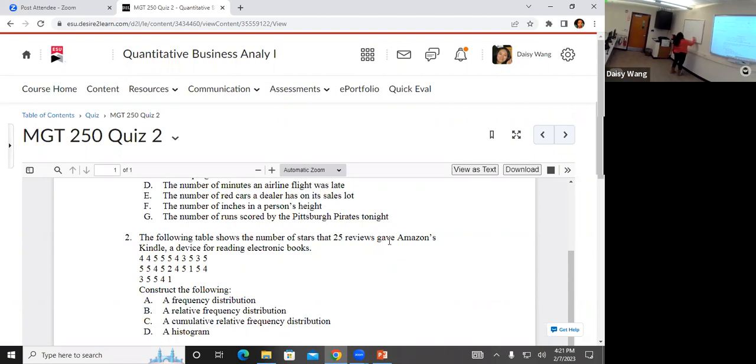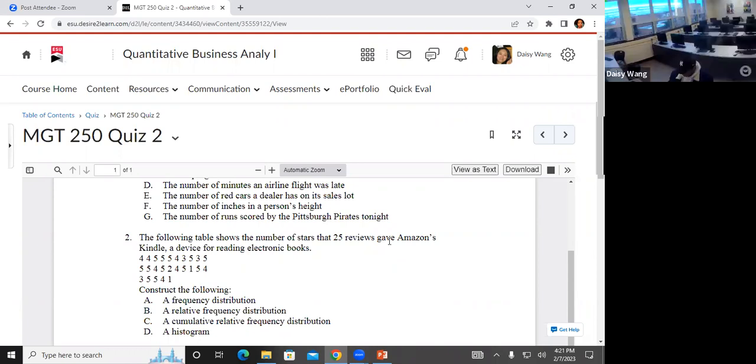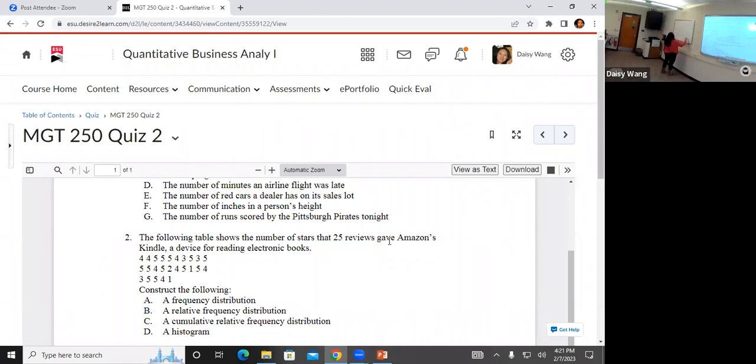1, 2, 3, 4. I'm just, this is not very accurate, okay? And then 5. So this is 2. This is 2. This is 1. This is 7. I mean, 3, 7, and 12. Okay, so this is 1, 2, 3, 4, 5. Different star.